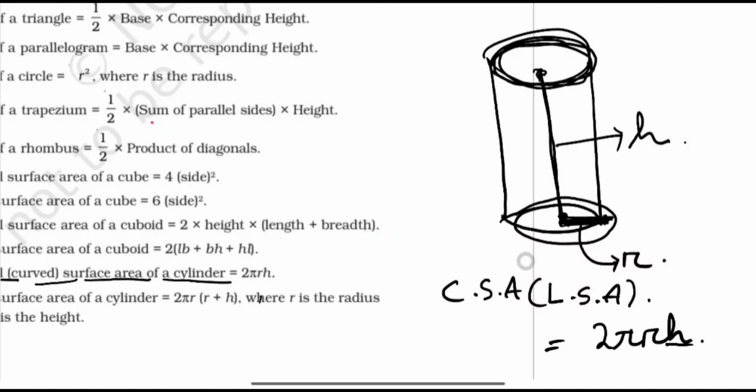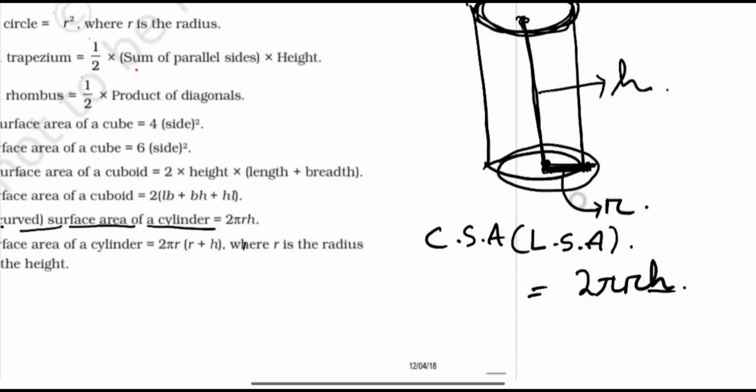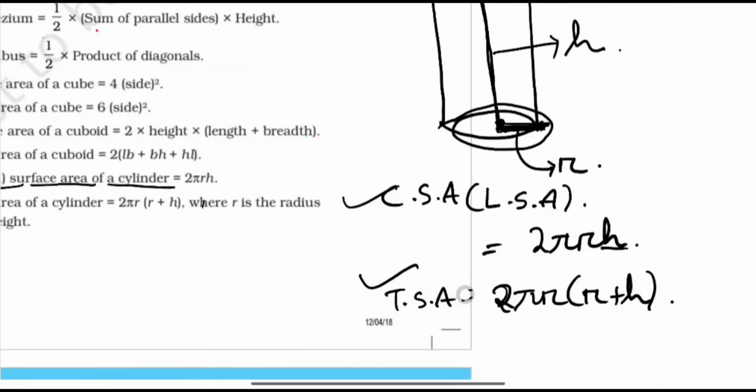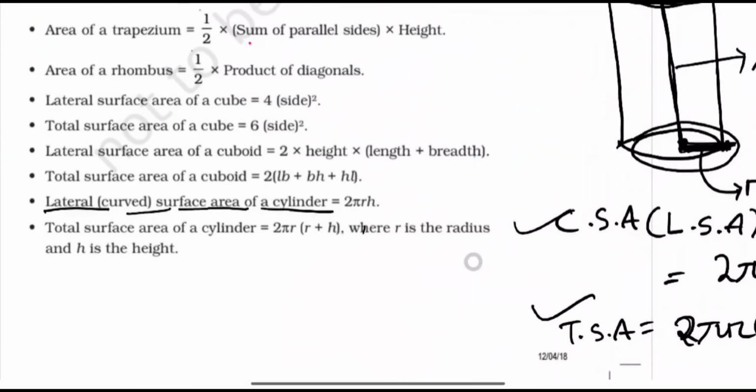Is that clear? Now the total surface area of a cylinder, let's have it. You remember this formula. It's not the time for the explanation or derivation of the formula; rather, I would give you the direct formula. You remember these all, right? So the total surface area would be 2 pi r into r plus h. Clear? Okay. These are the formulas related to the cylinder.